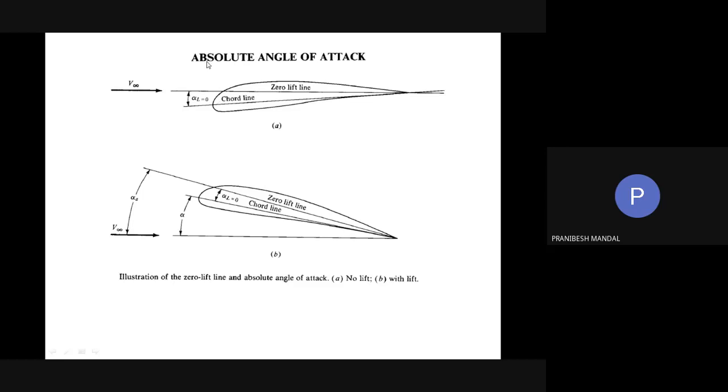Angle of attack is the angle between V infinity and the chord line. Yes, sir. And absolute angle of attack is the angle between V infinity and the zero lift line. So if this angle is zero, lift is zero. That is obvious. Clear, sir. If alpha A is zero, the zero lift line is parallel to V infinity and the lift is zero. Obviously, sir.